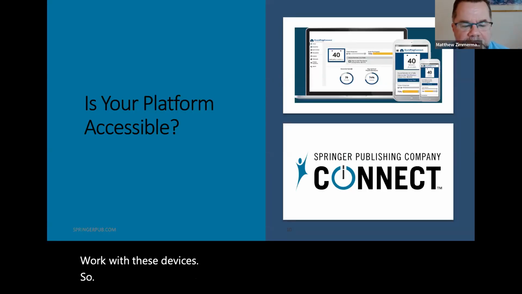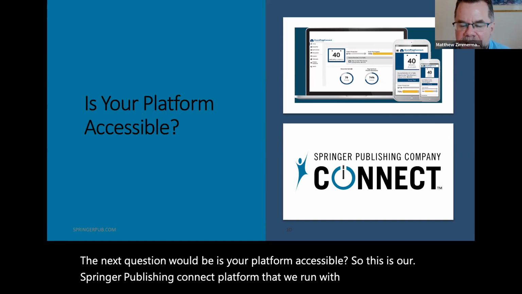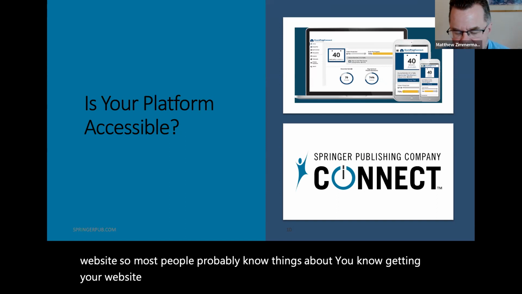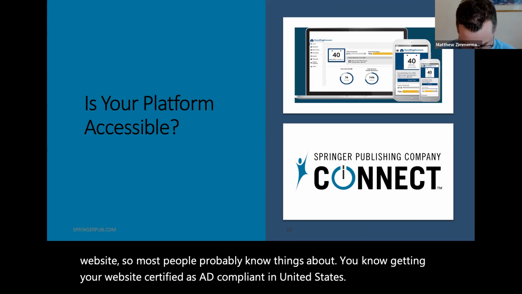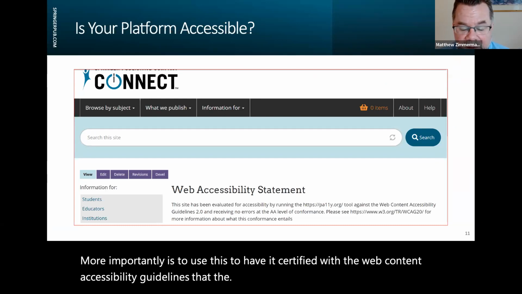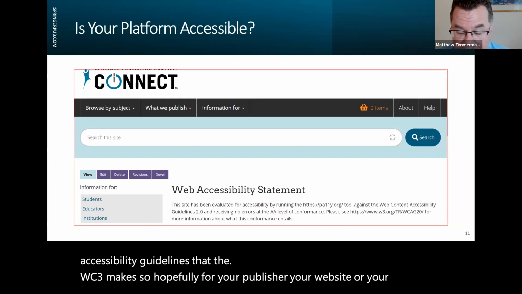So the next question would be, is your platform accessible? This is our Springer Publishing Connect platform that we run with Highwire. It's a website. So most people probably know about getting your website certified as ADA compliant in the United States. More importantly is to have it certified with the Web Content Accessibility Guidelines that the W3C makes. So hopefully if you're a publisher, your website or your platform has been audited.